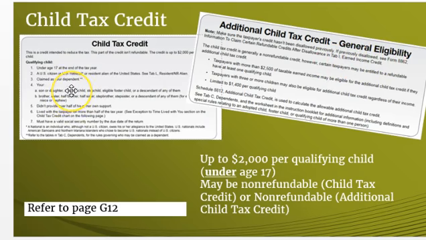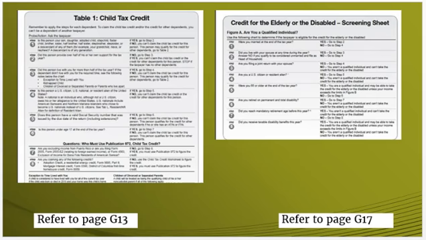And so I've highlighted here the charts that are on page G12, and that is the child tax credit, which is the non-refundable credit, and then the additional child tax credit, which is the refundable portion of the child tax credit. On page G13, you're going to find your screening sheet, which is going to address a number of different scenarios that you could be faced with.